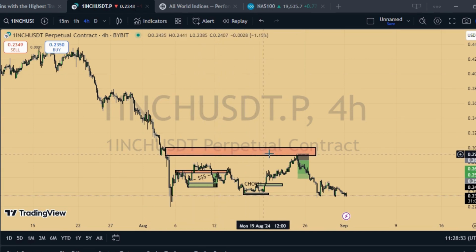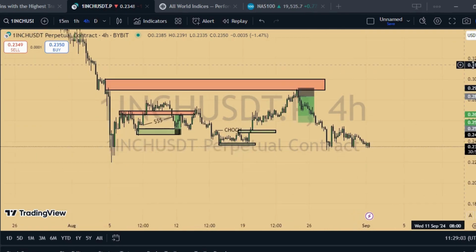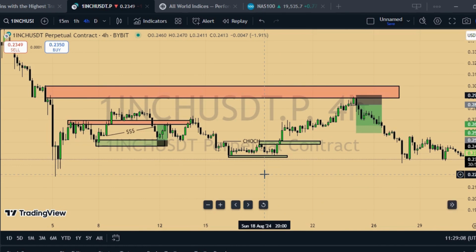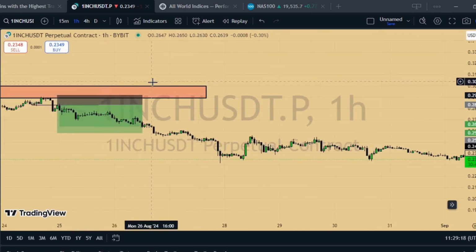This is a zone I was actually looking at, whereby I'm anticipating the price should react from that zone. But I didn't just rush to place my entry right there. What I now do is go to a lower time frame, which is 1 hour.